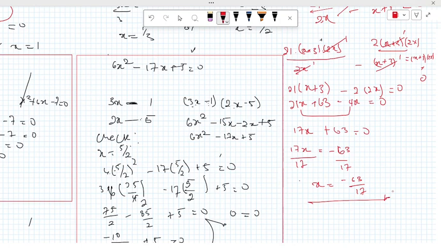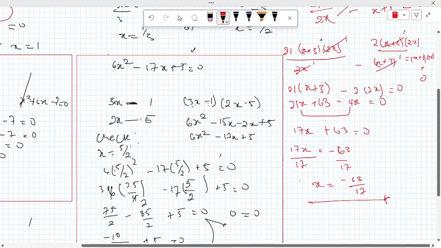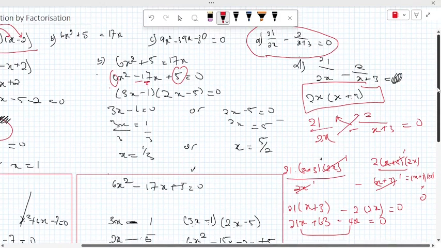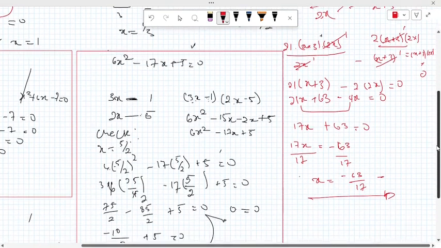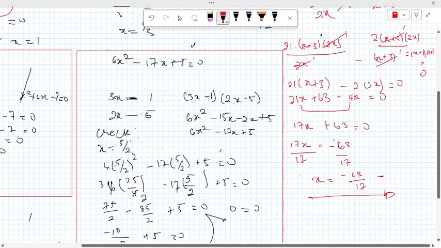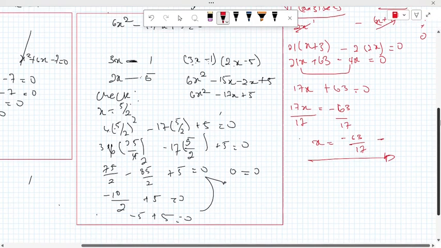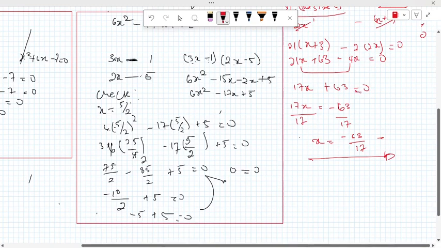So yeah, guys, that's it. When you take the value of x that you have gotten here and substitute it into the original equation, it needs to give you the answer, which is 0. Let's check.